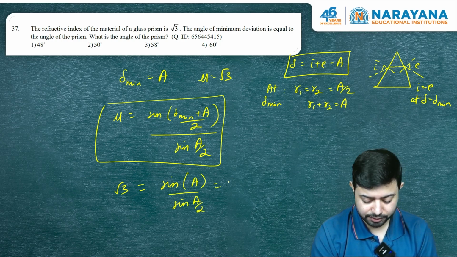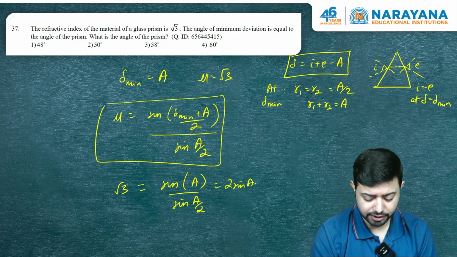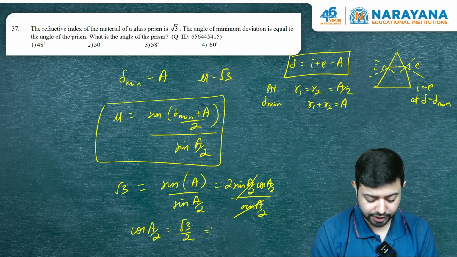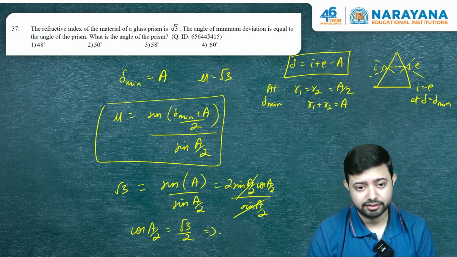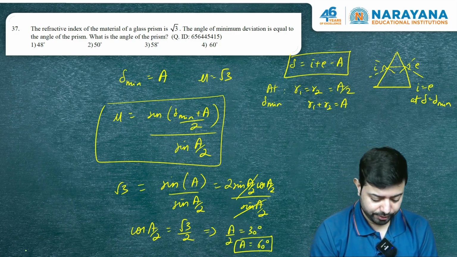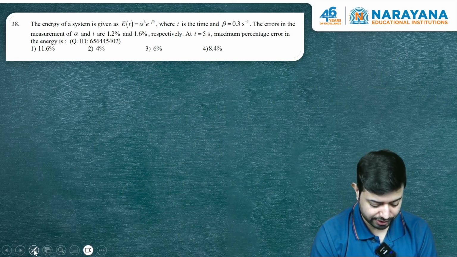You can again apply the trigonometric identity over here: 2 sin A by 2 cos A by 2 divided by sin A by 2. This is 2 cos A by 2. So, what is cos A by 2? It is √3 by 2, and whose cos is √3 by 2? It is 30 degree. So, therefore, A by 2 is 30 degree. So, A is 60 degree. Okay. I hope it is clear. So, which option is correct? Fourth option is correct. Let us move to the next one.